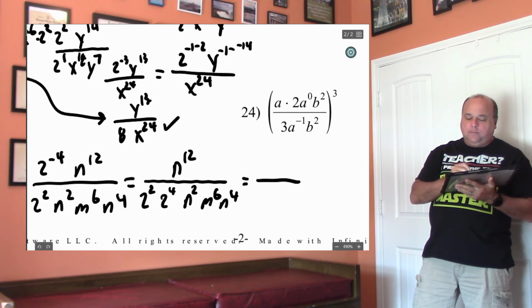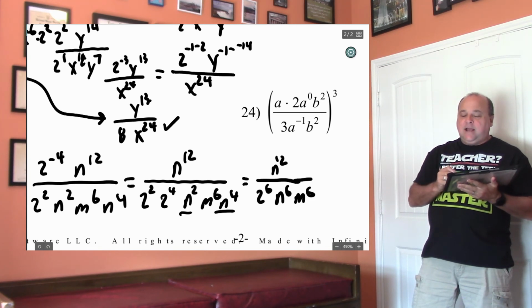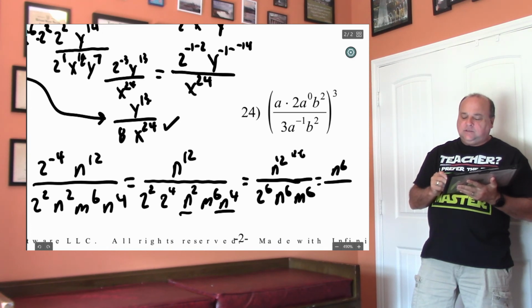Now then, just group them. My n to the 12 will stay to the top. I got 2 plus 4. I got 6 2's on the bottom. I got 6 n's on the bottom. And I got 6 m's on the bottom. Now then, I have 12 and 6. I'm going to do 12 minus 6, aren't I? Okay, so I'm going to end up with n to the 6, 2 to the 6.